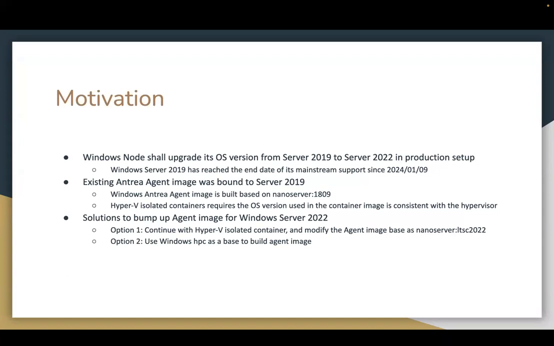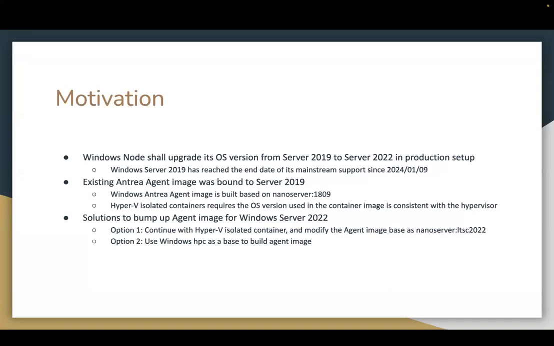But for Antrea, the existing Antrea agent image was bound to Server 2019. It means that, firstly, our Antrea agent image was built based on Nano Server 1809, which was compatible with Server 2019. So if we run this agent image on Server 2022, it may hit some unexpected issues in the future. And in this case, we need to think about bumping up the agent image.